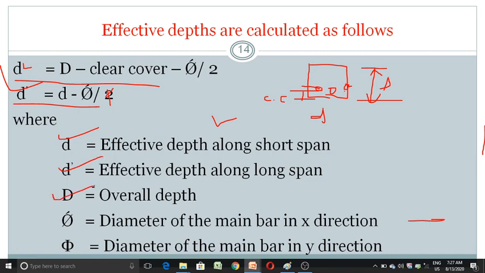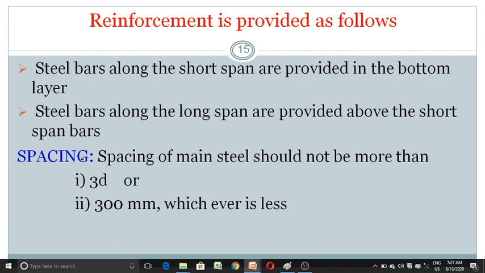Capital D is the overall depth. Phi dash is the diameter of the main bar in the X direction, phi is the diameter in the Y direction. Generally, these two are the same. Here you can use the diameter of the bar along the X direction and along the Y direction as the same. Reinforcement is provided as follows. See which reinforcement has to be provided where.